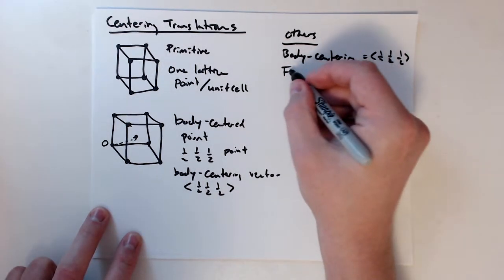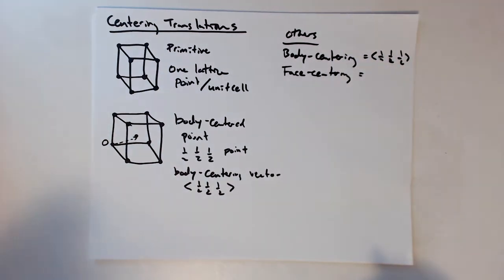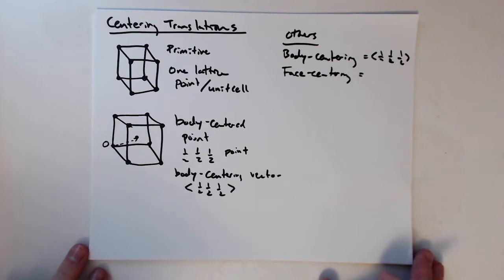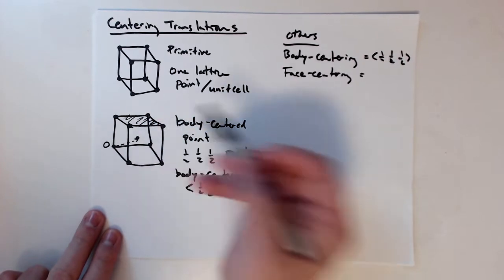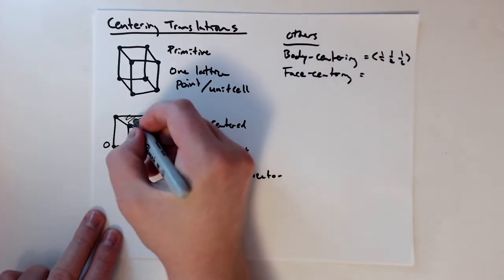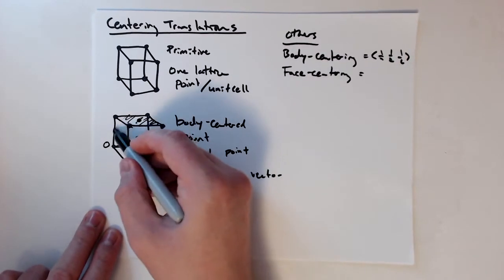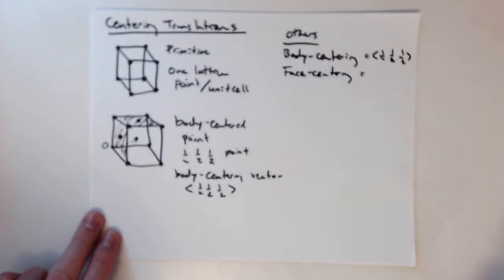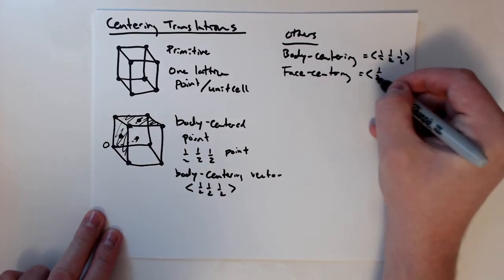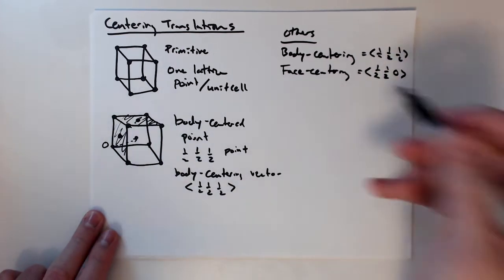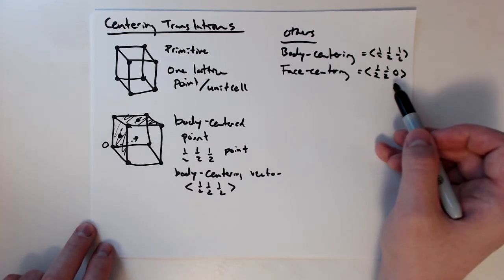We can also have a face centering. If you remember from our Bravais lattices, you might have seen that in the list. When we talk about faces, we're talking about the faces of one of these unit cells. So if it's centered on the face, or over here on this face, that's a face centering, and those are going to have centering translations of the type 1/2, 1/2, 0, or, since it's a family, any permutation of 1/2, 1/2, 0.